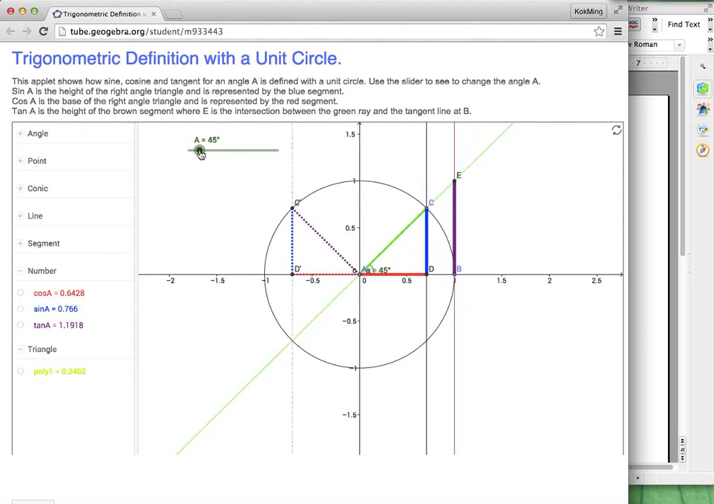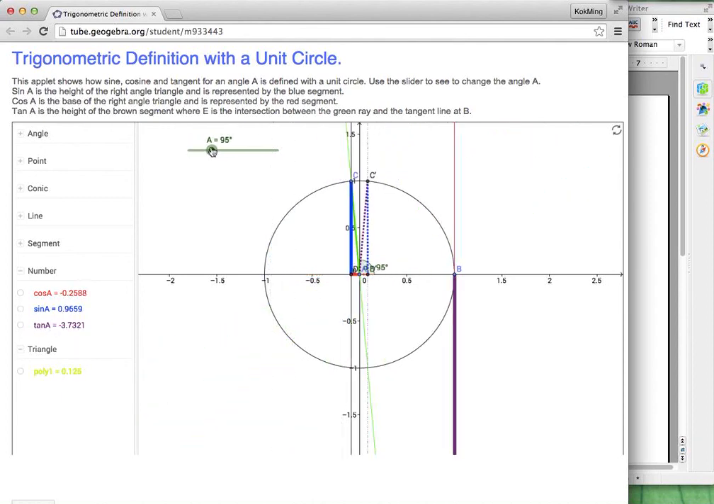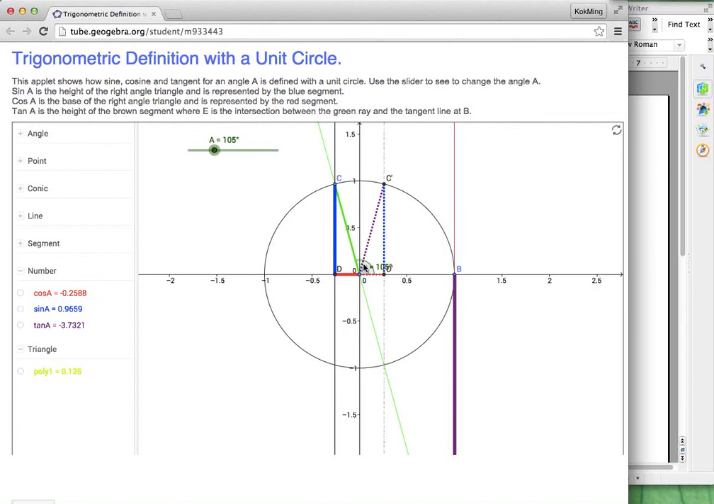So if you go to 45, you see that tangent 45 is exactly 1. See that? It's exactly equal to 1. And tangent 90, in this case, will be undefined because these two lines are parallel, so there's no intersection. How about more than 90? Well, at 105 like this, the ray will be extended backward, and here you can see the tangent is negative. And this is obvious because sine A is positive, cosine A is negative, so the tangent must be negative.